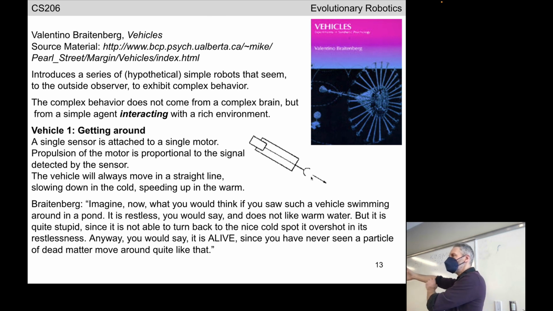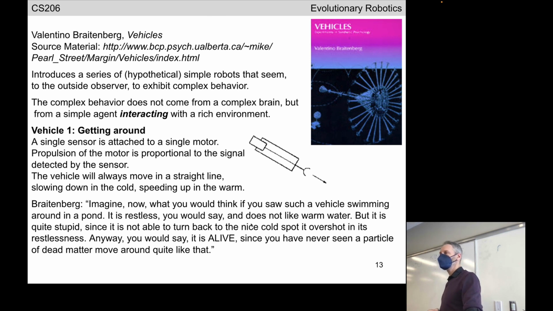The temperature sensor is detecting cold water, meaning it's firing at a low frequency, or it's outputting a low number. That low signal is being sent to the wheel, which causes the wheel to spin at a low velocity. As this thing is moving along, if it moves into a patch of warmer water, the temperature sensor starts to fire more strongly, and it sends that signal to the wheel, which starts to turn faster, and this vehicle will move fast through warm spots and slow down in cold spots.